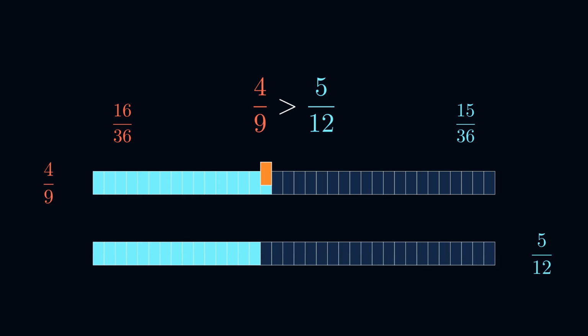The rule is calm and reliable. Make the pieces the same size. Then compare how many pieces are shaded.